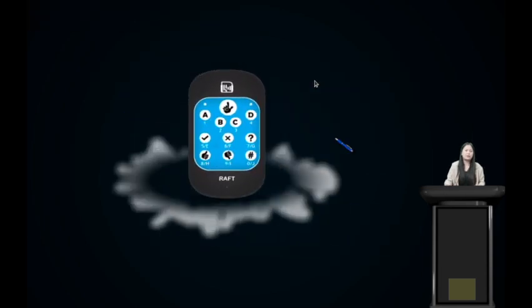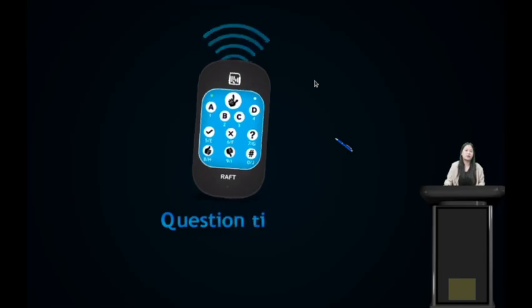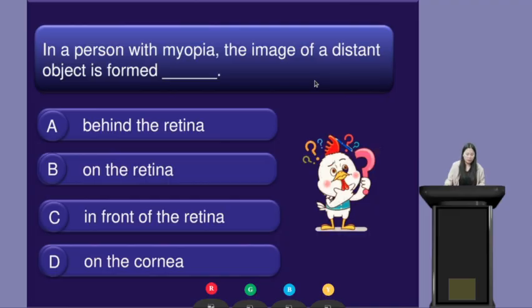Alright students, we have the first question for today. Please get your rough devices ready. The question is, in a person with myopia, the image of a distant object is formed: option A, behind the retina, option B, on the retina, option C, in front of the retina, option D, on the cornea. So we have four options. I'm giving you 20 seconds to respond to this question. Your time starts now.